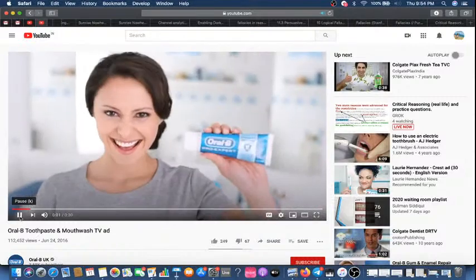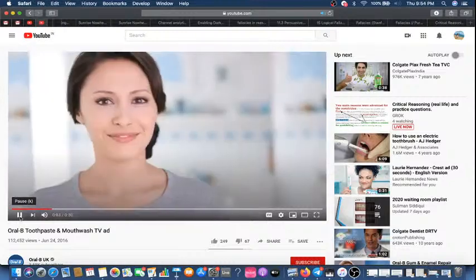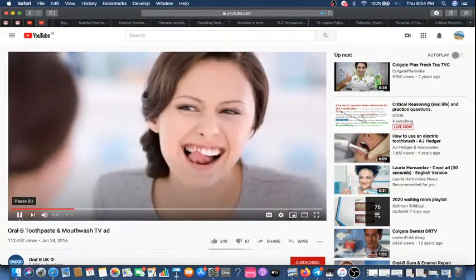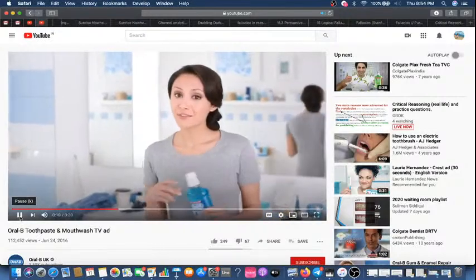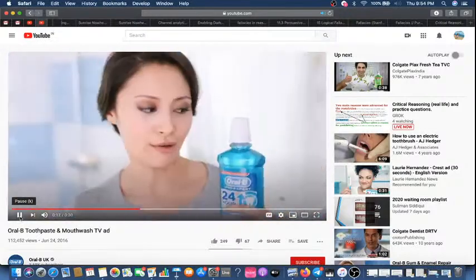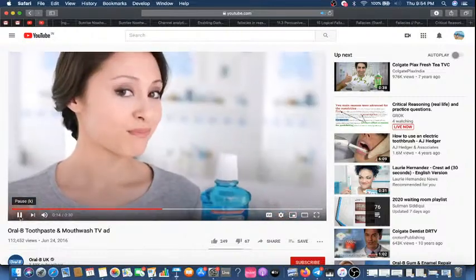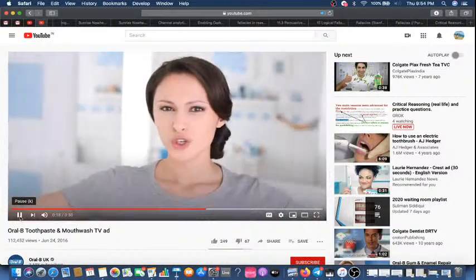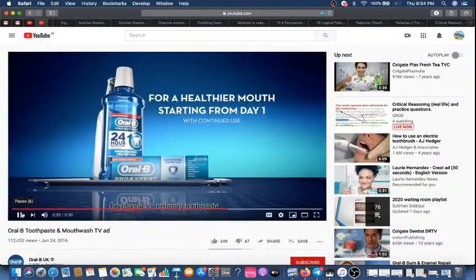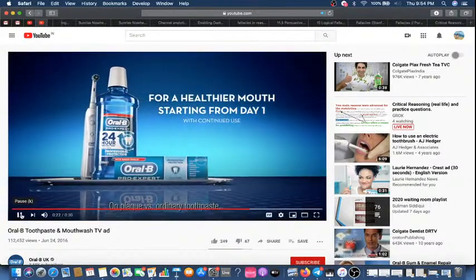Went pro with Oral-B Pro Expert toothpaste. I thought, wow, my teeth do feel way cleaner. Must be something to do with the pro bit. And when I discovered Oral-B mouthwash, I thought, whoa, great taste, no burn, and my whole mouth just feels, you know, healthier. For a healthier mouth starting from day one.